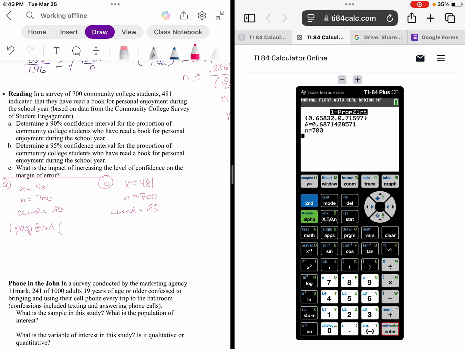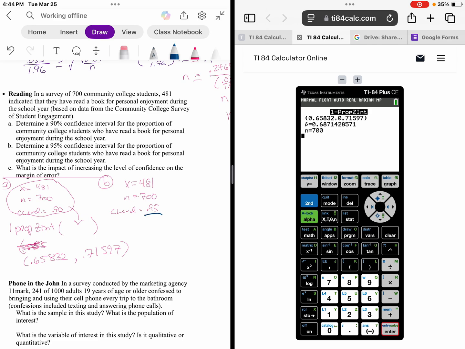Go down and hit calculate, and that tells me my confidence interval with this information for the 90% one. It gives me 0.65832 to 0.71597.